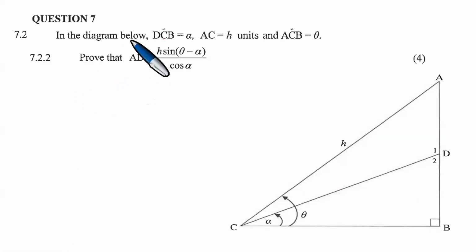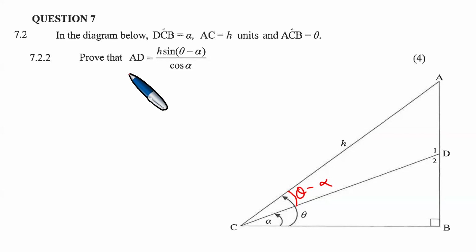We need to prove that. The information above remains the same, and we also know that this angle is theta minus alpha. We need to prove that AD equals this. So at this point, if we want to prove that AD is the following, we proceed as follows.